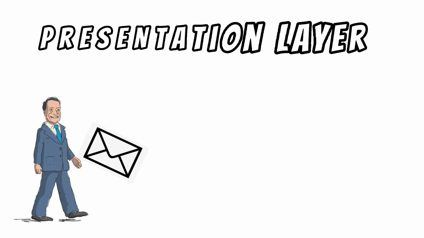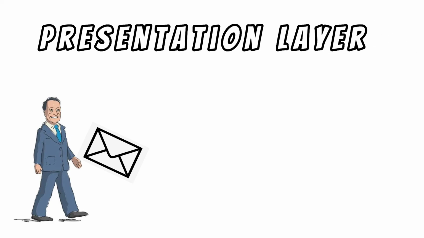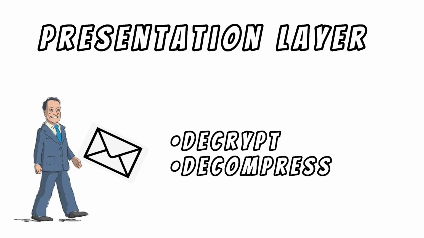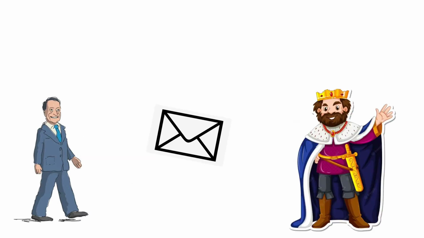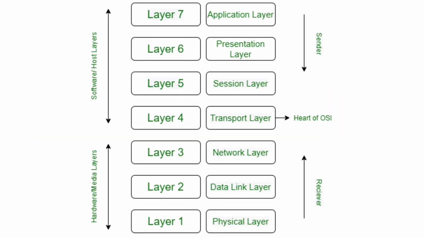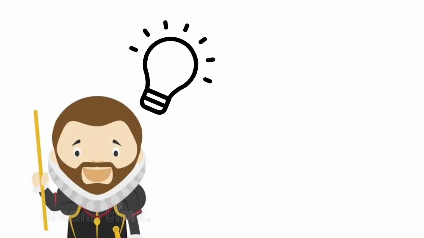The minister will receive the letter, and when confirmed that it is written in English language, the minister then will decrypt and decompress the letter. Once all done, he'll provide the letter to the king. It is important to remember the whole process of letter transmission because you will understand how the OSI model works in networking. So assume that the king heard of a powerful technology called the internet.